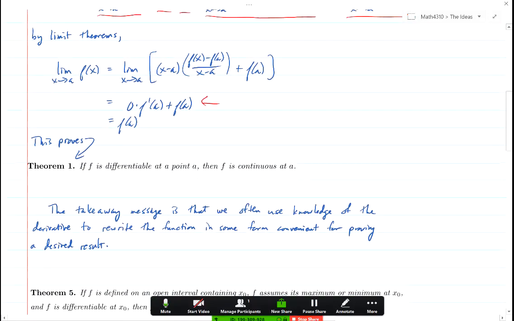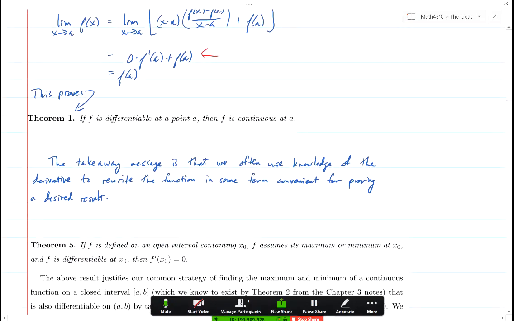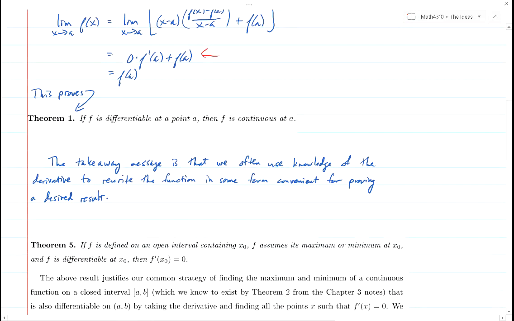If f is differentiable at a point a, then f is continuous at the point, something we remember from calculus. But we got at it in an interesting way, or at least maybe it doesn't seem so interesting, but it is interesting to me at least. The takeaway message is that we often use knowledge of the derivative, or its existence, to rewrite a function or create a function that has some form convenient for proving a desired result.